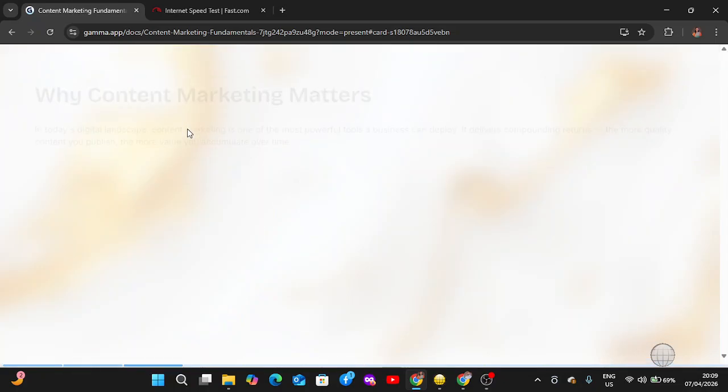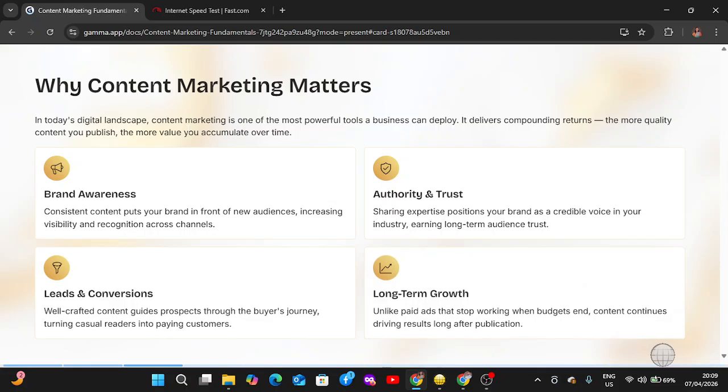So the next thing is why content marketing matters. Today, content marketing is one of the most powerful tools that a business can deploy because it delivers compounding returns. The more quality content you publish, the more value you accumulate over time. Like I said, it's a long-term strategy because of the kind of content you are producing. Over time, you're able to build more brand awareness for your brand.